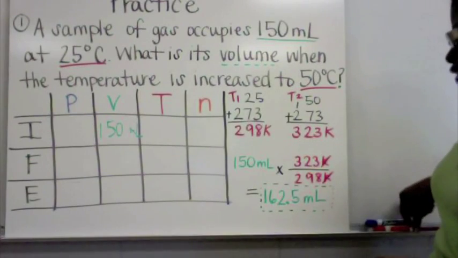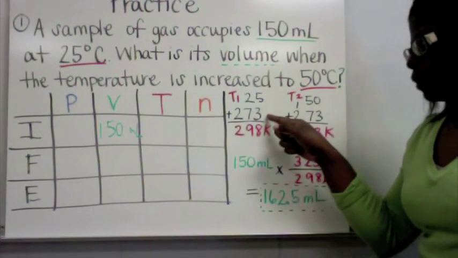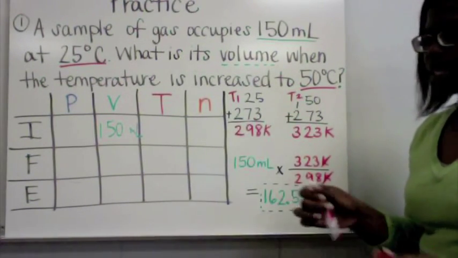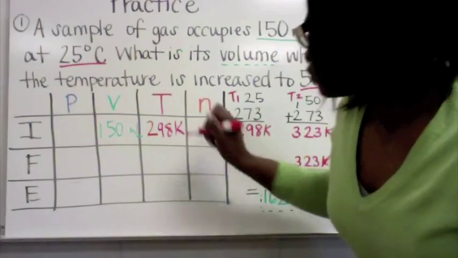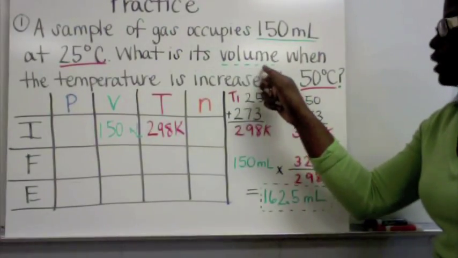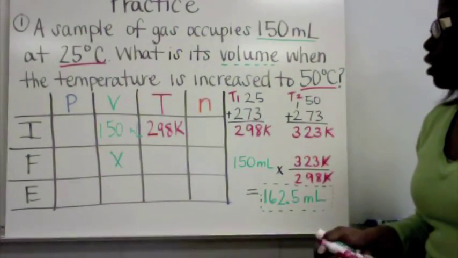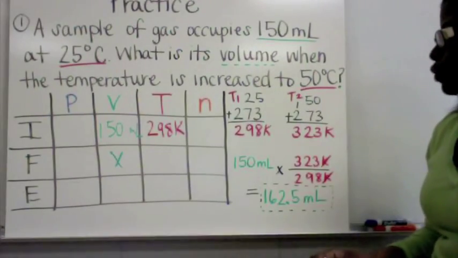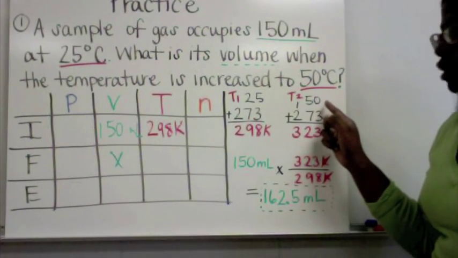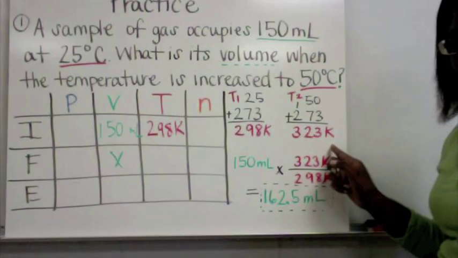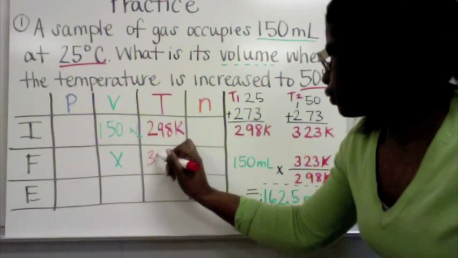It says at 25 degrees Celsius, but remember we must convert temperature from Celsius to Kelvin, so 25 plus 273 gives you 298. That's our initial temperature. Then it asks what the volume will be, so we know we're looking for X, and we can place an X right here. When the temperature is increased to 50 degrees Celsius, there should be an increase in the temperature. Let's check: 50 plus 273 gives us 323 Kelvin. So that is an increase, and we put 323 right here.